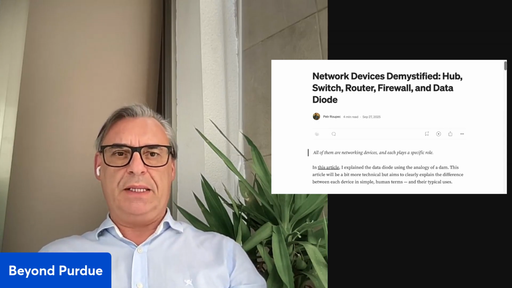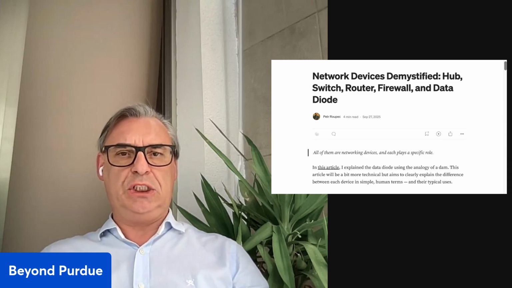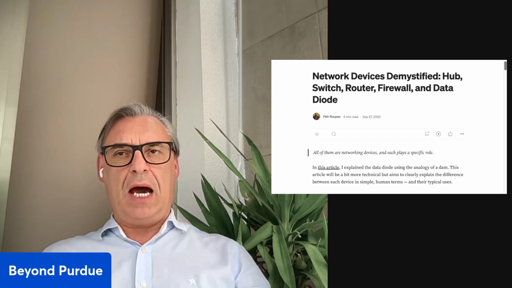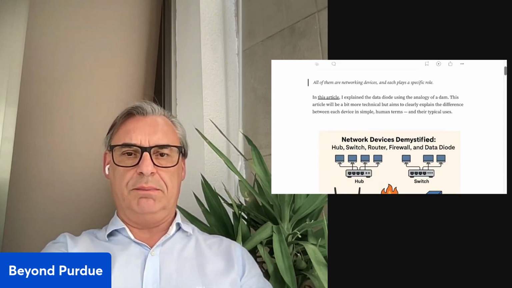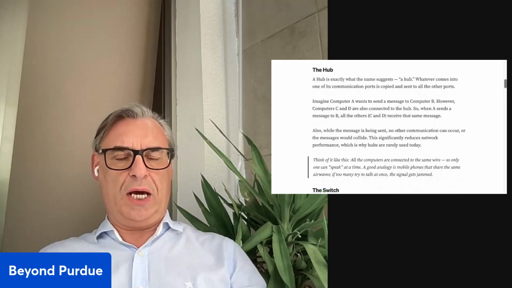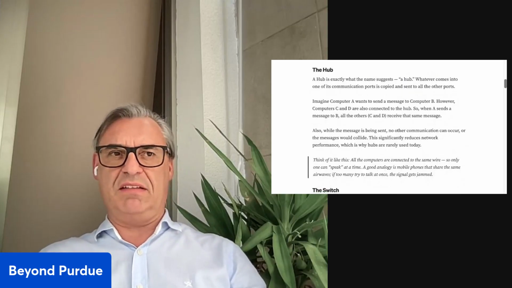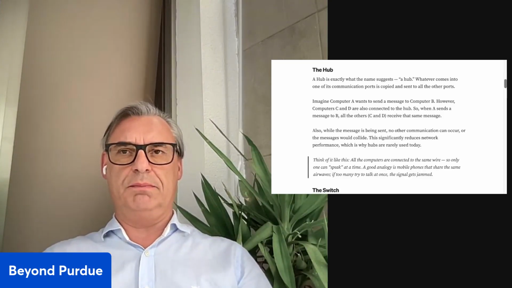Well, in this episode, I will try to explain in simple terms each and every network device, how they were developed and how we ended up with the data diode. Let's start with the first device, called a hub. A hub is exactly what it says. You put traffic into it and it distributes it everywhere.